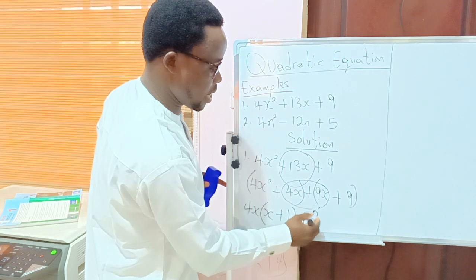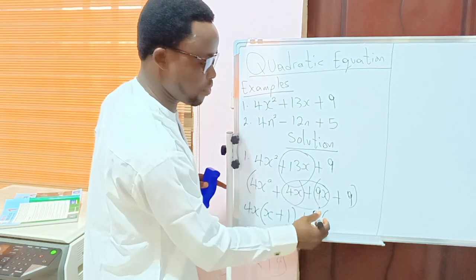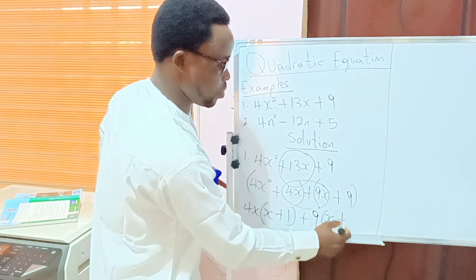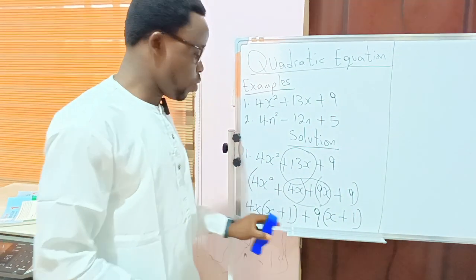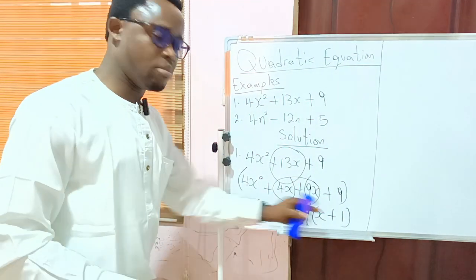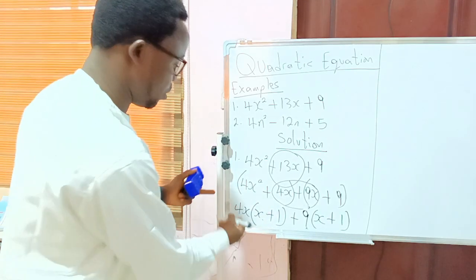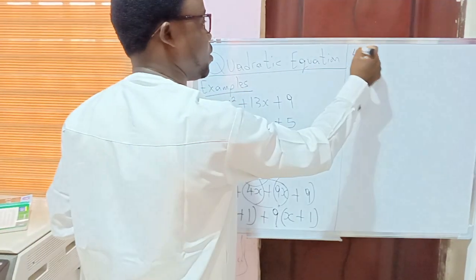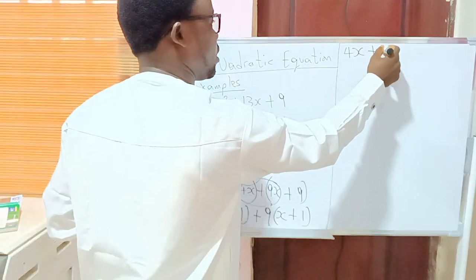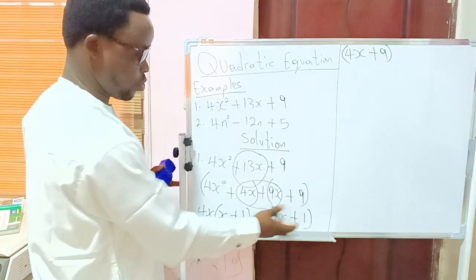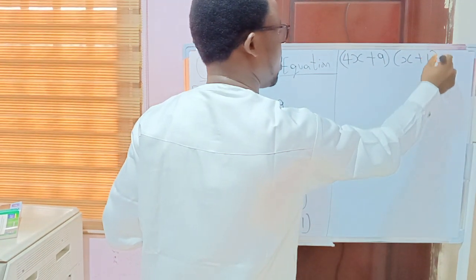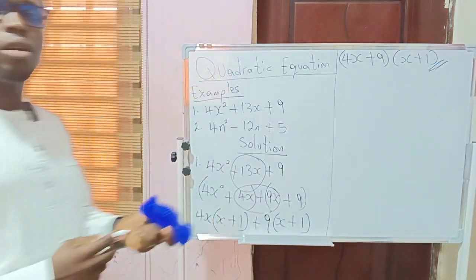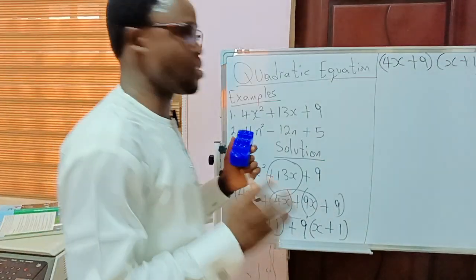This is plus. What is common here is 9. If 9 leaves here, you are left with x. Plus 9 into 9 is 1. Can you see? I told us what you have in the two brackets must be the same. Now this and this will form the first bracket, which is 4x plus 9, and the second bracket will be any of the two, since they are the same, x plus 1. Can you see the answer? So it's as simple as this.